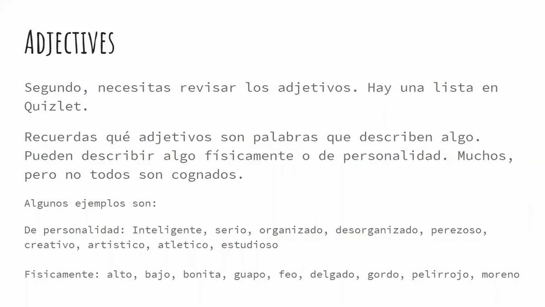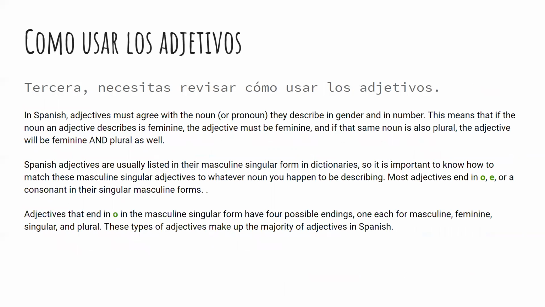creativo, creative, artístico, artistic, atlético, athletic, estudioso, studious, also trabajador, hardworking, físicamente, physically, alto, tall, bajo, short, bonita, pretty, guapo, handsome, feo, ugly, delgado, thin, gordo, fat, pelirrojo, red-haired, moreno, dark-skinned or dark-haired. And again, this is not an exclusive list, obviously. This is just to get us started.